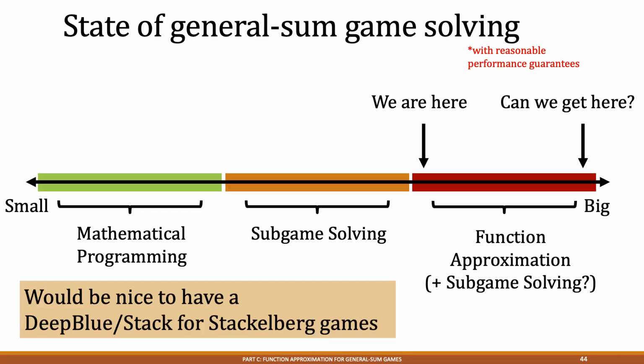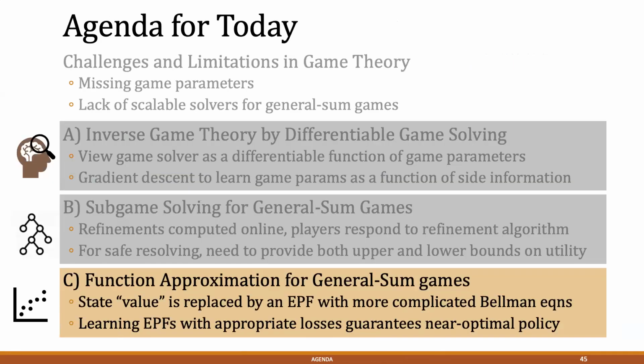But I think at least in the short term, it'll be nice to have some kind of Deep Blue and DeepStack algorithm for Stackelberg games. For those of you who don't know, Deep Blue is the IBM supercomputer that beat Garry Kasparov many years back, and it was the first time a world champion was defeated. DeepStack is a poker bot that performs very well against humans. And it'll be nice to have one of these off-the-shelf solvers for Stackelberg games. I think a lot of people who are working in security games will appreciate that, and I know they have a lot of trouble scaling up as well.